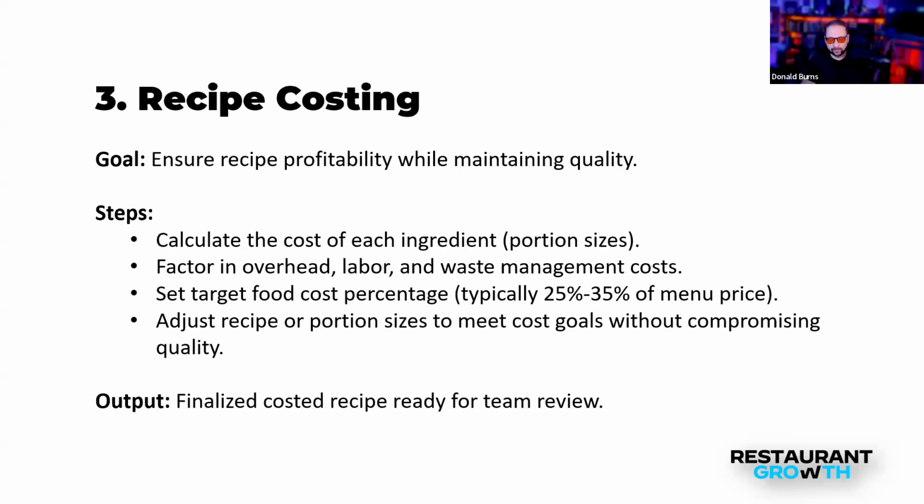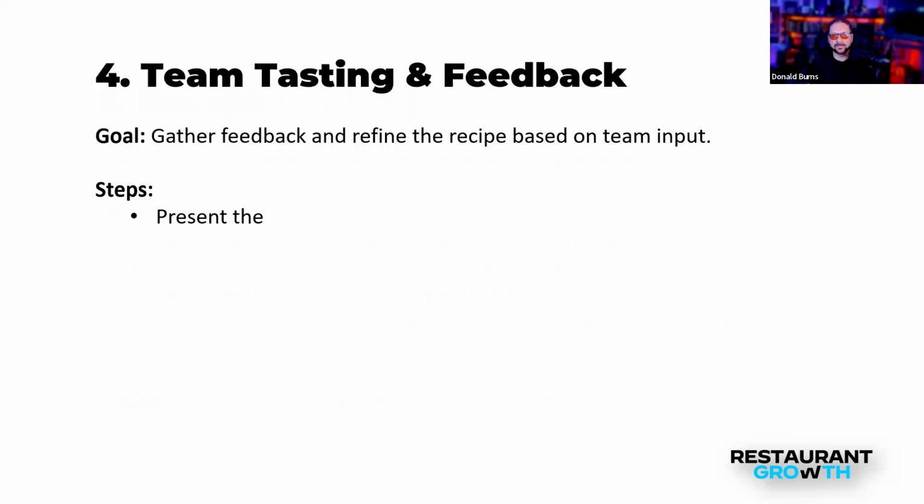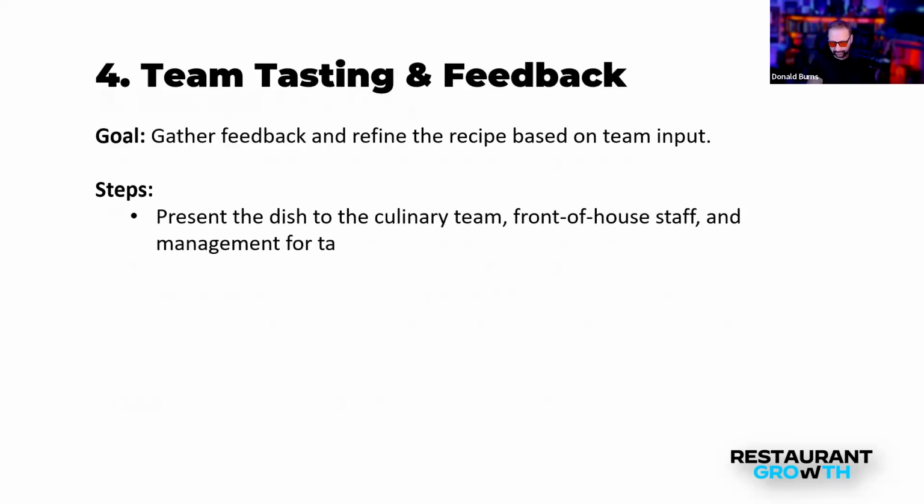Now, first step, research. Second step, rough draft. Third step, cost out the recipe. And then, after I have it costed out, we're going to start getting the real feedback. So step 4 is I'm going to taste it. I'm going to get some team tasting. This is where I get the team together for feedback. And you want to have a diverse group, not one person, because if I only have one person, that makes my research kind of biased.